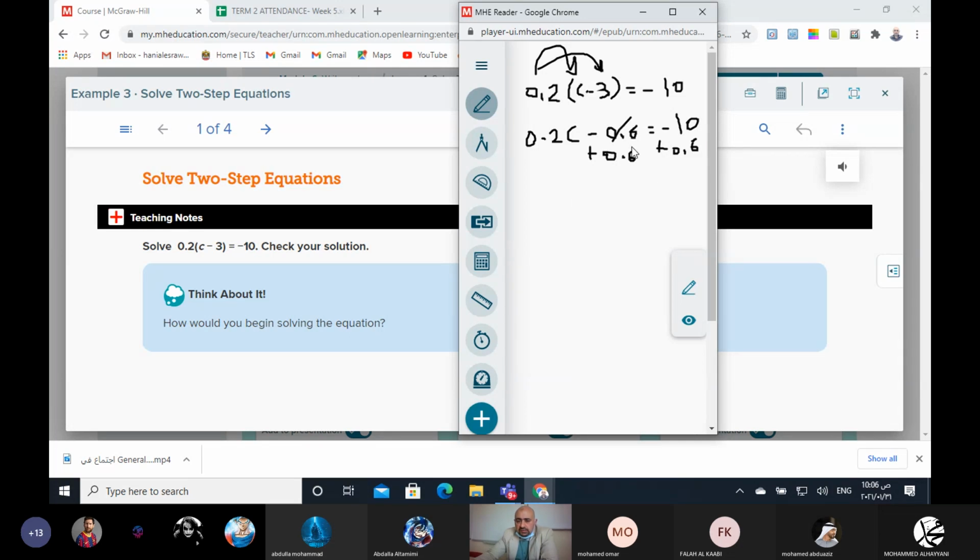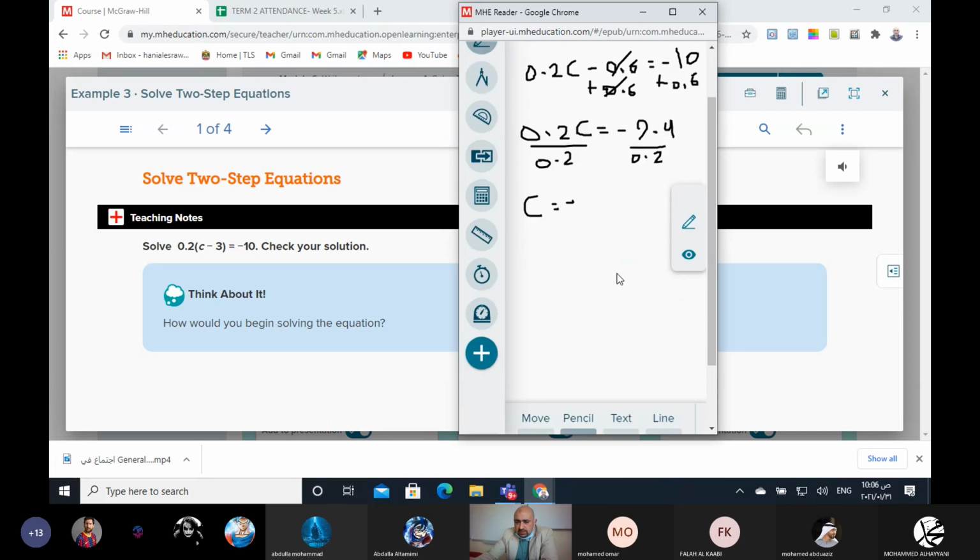So minus 0.6 and plus 0.6 will be 0. Remains here 0.2C equal. Now here we have minus 10 and plus 0.6 equal minus 9.4. Then try to remove the coefficient, divide here by 0.2, and divide here by 0.2. 0.2C divided by 0.2 will be C, equal minus divided by plus will be minus. And here we want to find the answer.